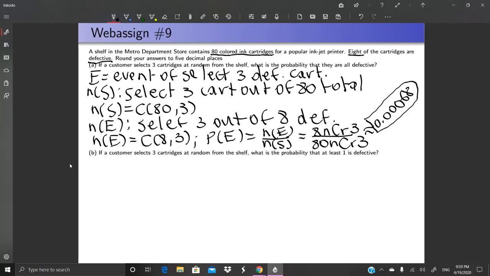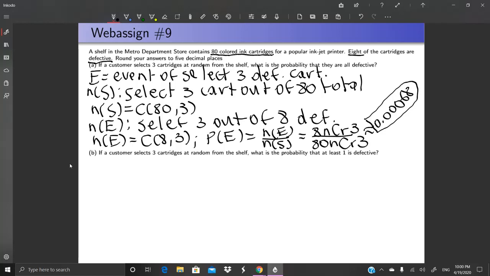And then the second part. Now, if a customer selects, again, we're still choosing 3 out of the total 80. So if you're asking yourself how many outcomes in the entire sample space, it's still the same. It's still going to be 80 nCr 3, or 80 choose 3, because we're still choosing 3 out of 80.